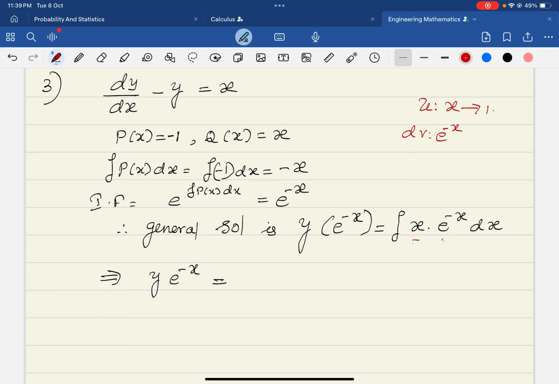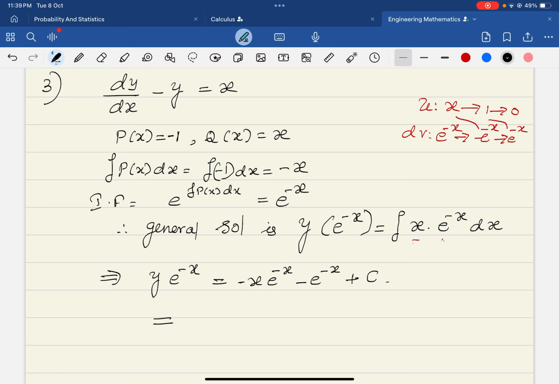So, x's derivative is 1, 1's derivative is 0. And the integral of e raised to minus x is minus e raised to minus x. Again, its integral is e raised to minus x. So, we have to multiply this and this and this and this. So, let us now have that one. That is given by x times minus e raised to minus x, and then minus e raised to minus x plus the constant.